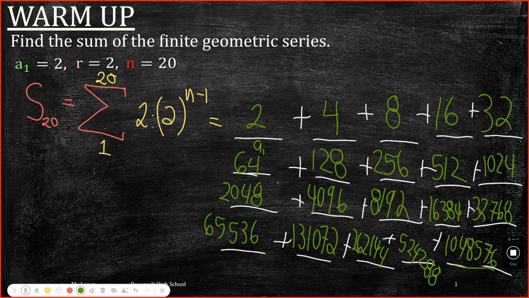Plus 32768 plus, if you make a little mistake, man, 65536, plus 131072 plus 262144 plus 524288 plus 1048576.